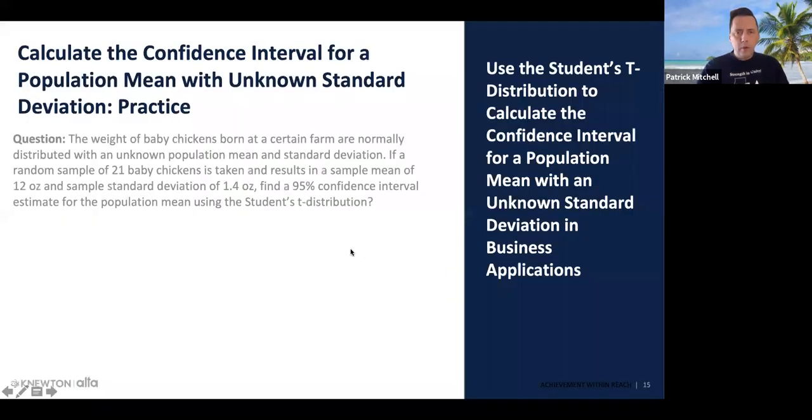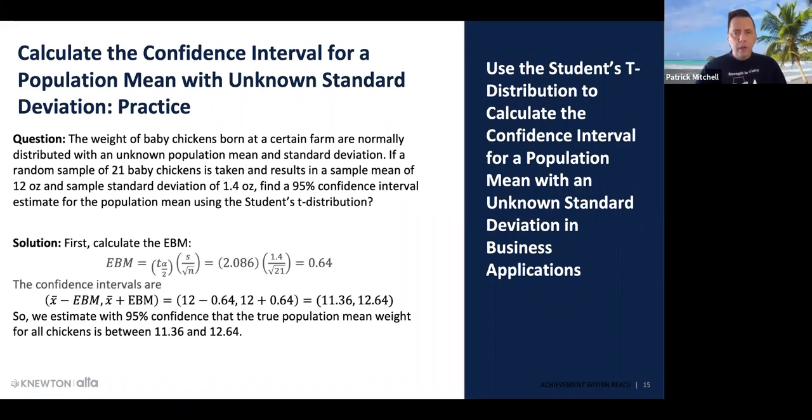Okay, so here we are. 2.086 for t. They gave us s was 1.4. They gave us n was 21. So this error bound comes out to 0.64, which means that the confidence interval is going to be 12 plus or minus 0.64, which gives me the interval from 11.36 to 12.64. So we estimate with 95% confidence that the true population mean weight for all chickens is between 11.36 and 12.64 ounces.